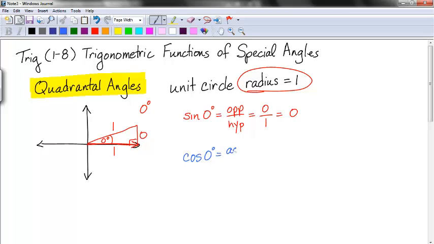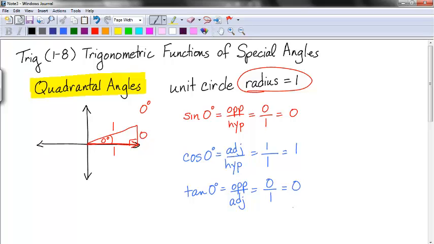Definition: cosine is adjacent over the hypotenuse. So in our picture, touching this 0 degrees adjacent to that is this side, 1. So 1 over the hypotenuse. Remember, the hypotenuse is always the one opposite the right angle. So the cosine is 1. And then tangent. Tangent is opposite over adjacent. So in our case, the opposite side would be 0. Adjacent side would be 1. Okay, and that's 0.